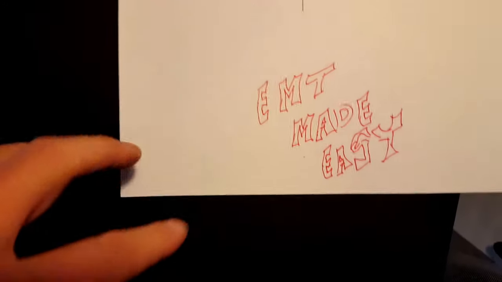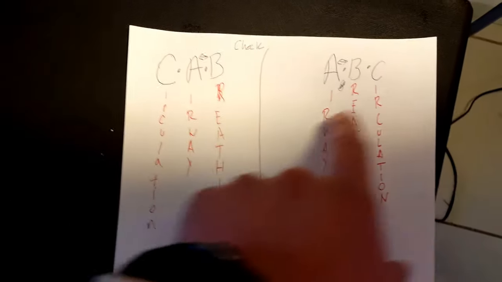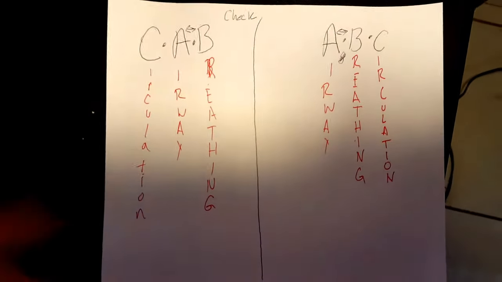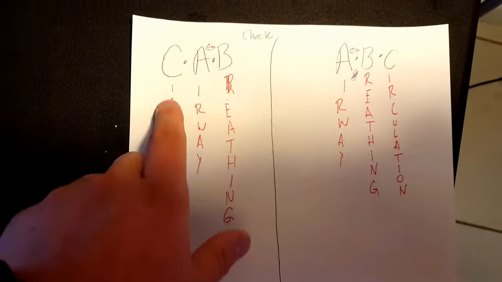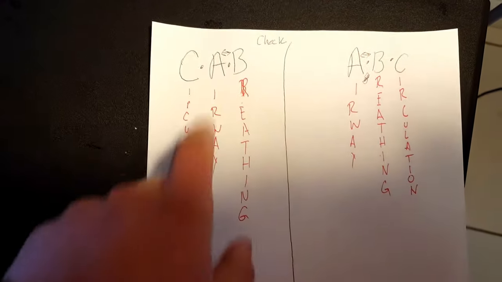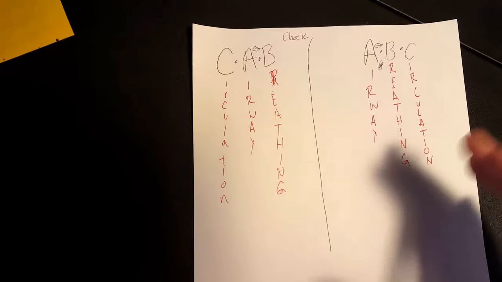All right, guys, so real quick, in this video, I am going over the CAB sequence and the ABC sequence. Really, what does it mean and when do you use it? So the CAB sequence stands for circulation, airway, and breathing. So who gets this treatment right here? Or I guess this sequence of checking the person to see if they're okay or not.